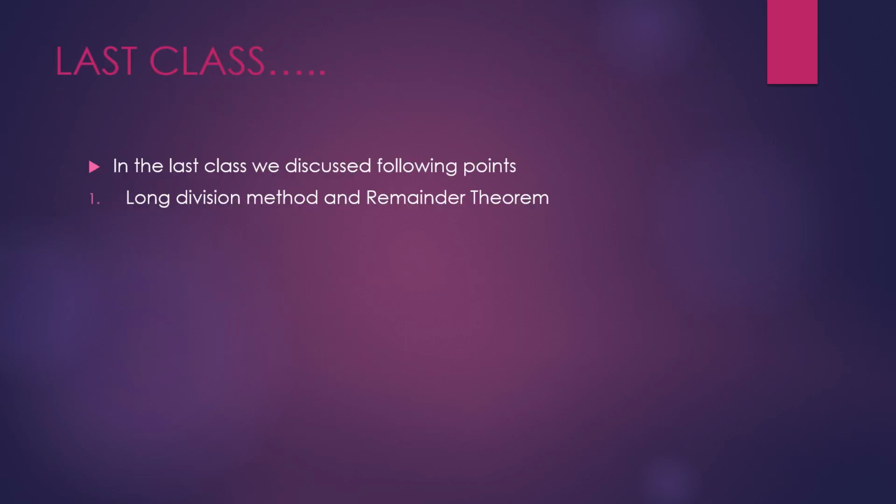In the last class, we discussed the long division method and the remainder theorem method to find the remainder whenever we divide a given polynomial by another polynomial. Today, first I will take up a doubt from many of you: why I was changing sign after every step of the long division method. Okay, let's see.